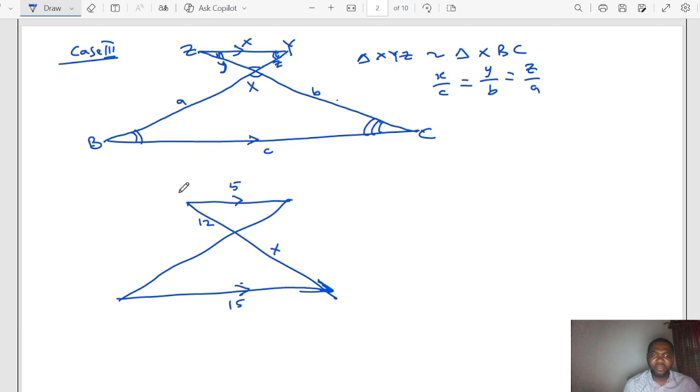Very simple. This 5 here is corresponding to this 15. I would say 5 over 15 is equal to this 12 here corresponding to this x here. I would say 12 over x. This is even easier than the previous two we've done. And you're going to see that x is going to be equal to 15 times 12 divided by 5. That will give us 36. So the value for x is 36. Very, very simple. Very easy. So this is exactly what case 3 looks like. I hope this makes sense.